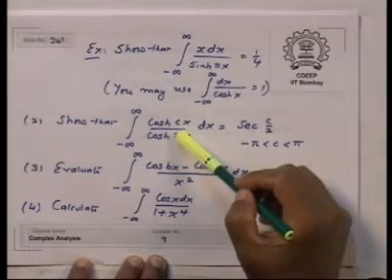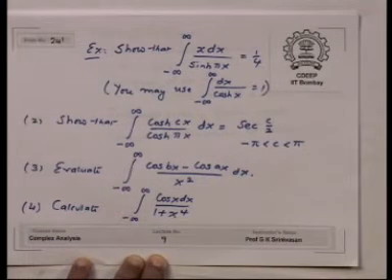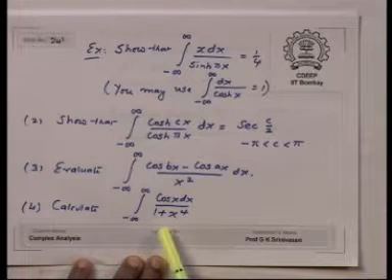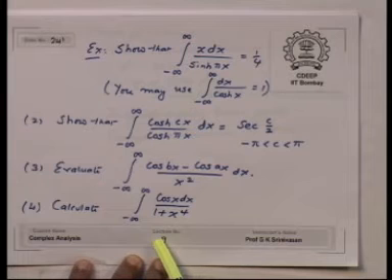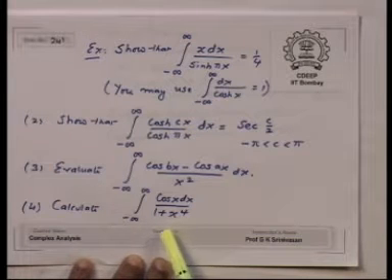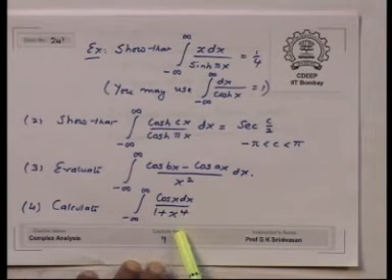The first two have to be done using a rectangular contour, and the last two have to be done using a semicircular contour. Here you will have to indent at the origin, and here there is no indentation, whereas for this one the semicircular contour will enclose two poles, and you have to find the residue at either of the two poles.